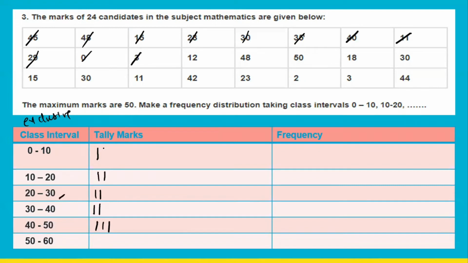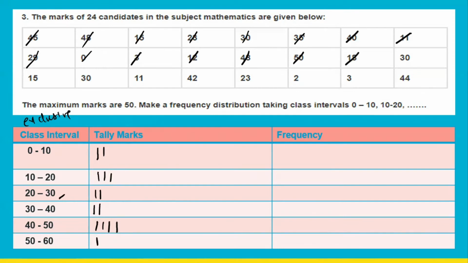3 is going to be there between 0 to 10. 12 is going to be there between 10 to 20. 48 in the 40 to 50. 50 is going to be there over here. Remember, 50 to 60, the upper limit is excluded.